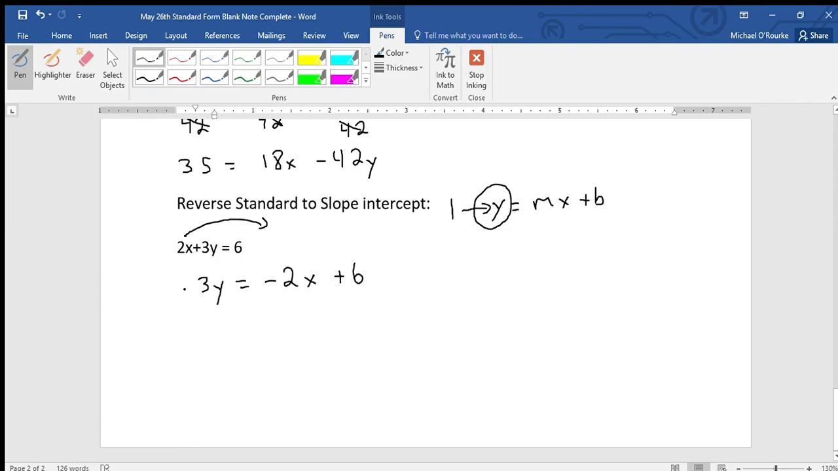Now, what's in front of the y right now? I have a 3. Well, it should be a 1, so let's make it a 1. If I divide this by 3, I'll get 1. If I divide that by 3, I have to divide this by 3 and this by 3. So I get y equals -2 over 3x plus 2. If I wanted to identify my slope and my y-intercept, it'd be -2 over 3 and 2.